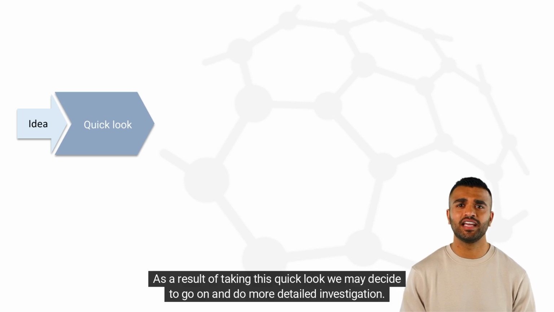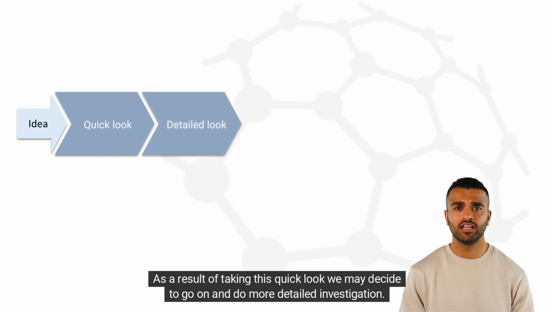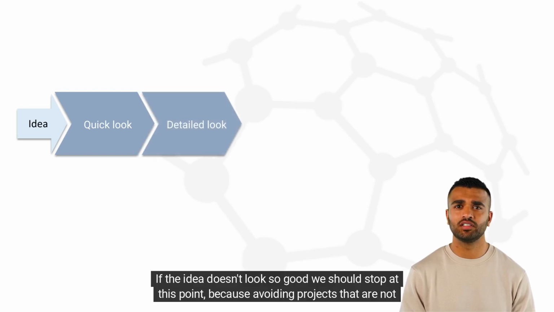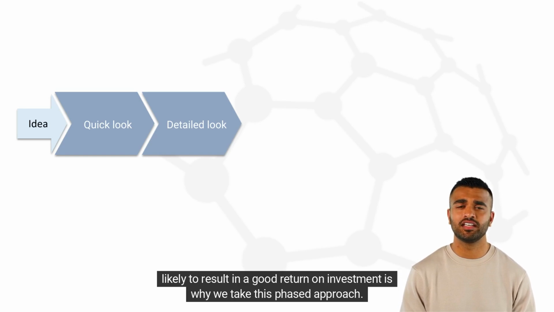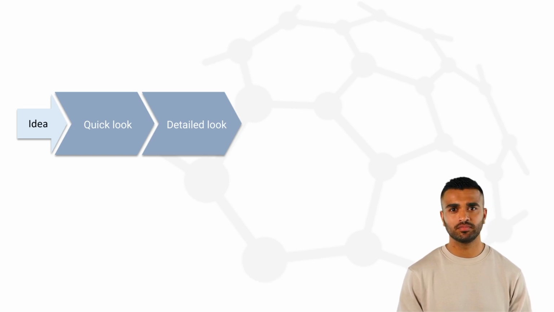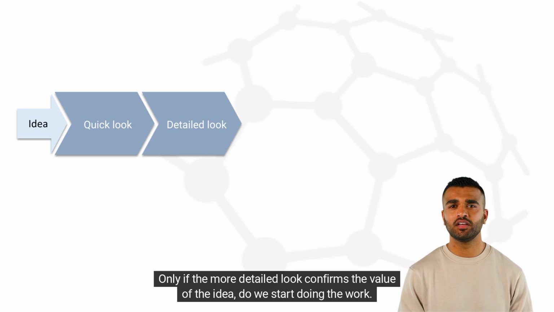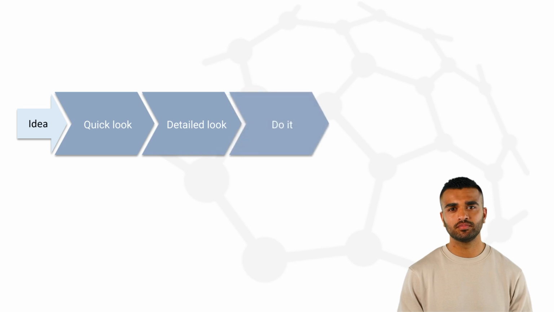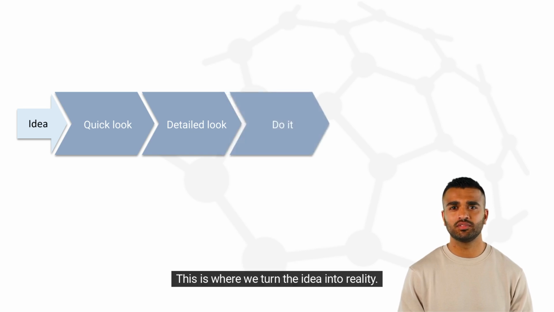As a result of taking this quick look, we may decide to go on and do more detailed investigation. If the idea doesn't look so good, we should stop at this point, because avoiding projects that are not likely to result in a good return on investment is why we take this phased approach. Only if the more detailed look confirms the value of the idea do we start doing the work. This is where we turn the idea into reality.